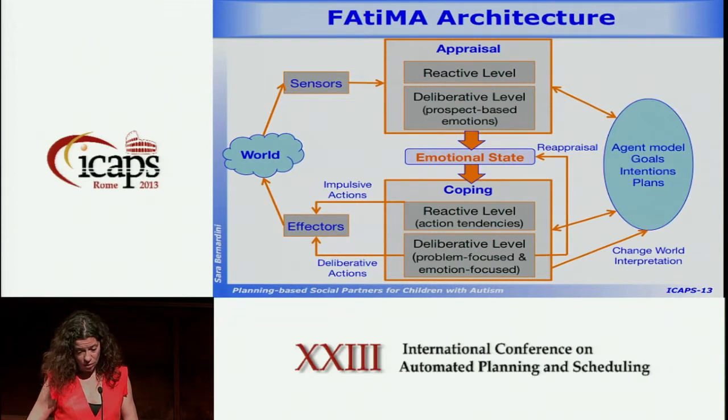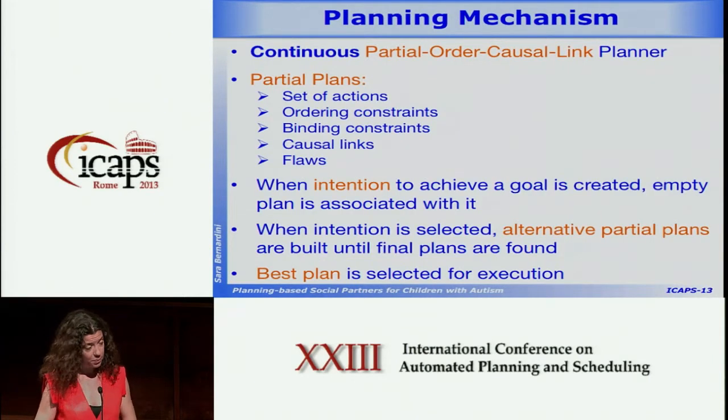So at the core of the deliberative layer, there is a continuous partial order causal link planner. The partial plans have the usual structures in partial order causal link, and we have a continuous planner so that we can constantly interleave planning and execution. Basically, when an intention to achieve a certain goal is created, an empty plan is associated with this intention.